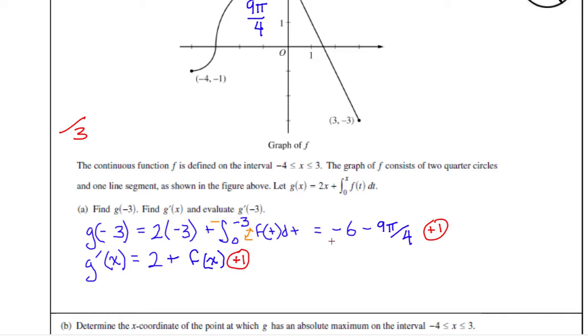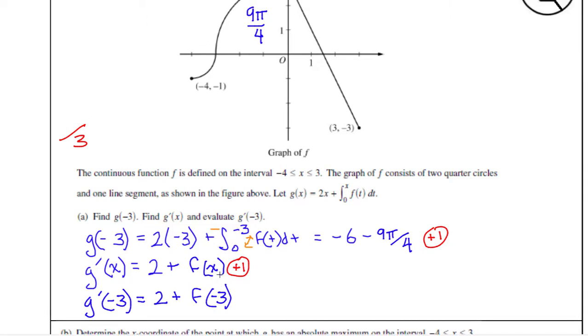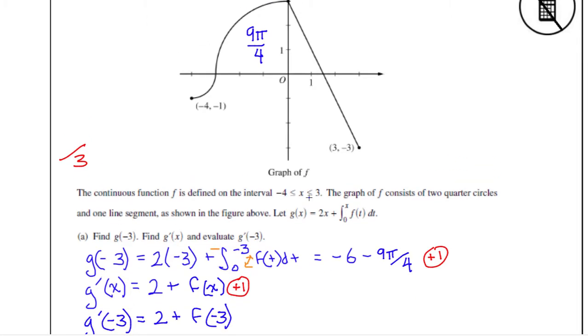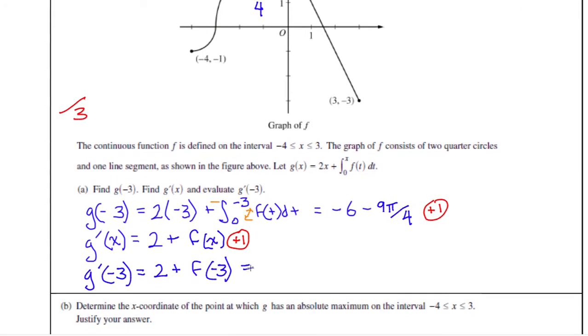And then finally, you need to plug in -3. So g prime, when I plug in -3 into that function I just found, you get 2 plus f of -3. Again, f of -3 is talking about height. So here's a graph of f. When I go to the x-coordinate -3, that has a height of 0. So it's just 0. Or sorry, 2. Forgot the 2. And if you got 2, give yourself 1 point. That was out of 3.